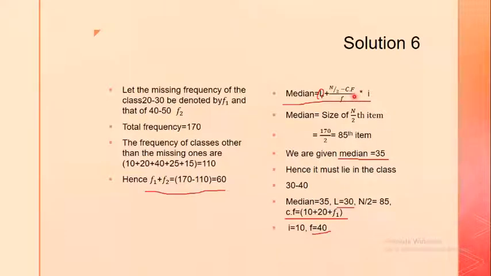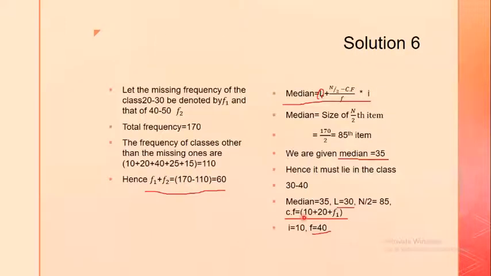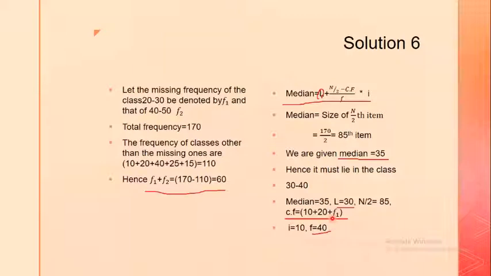Then the cumulative frequency. Cumulative frequency is what? Yes, this is your median class, so the cumulative frequency will obviously be 10 plus 20 plus what? f1, right? So 10 plus 20 plus f1. Then i is equal to 10. f is equal to what? The frequency corresponding to the median class, that is 40. Now that you have all the values except the cumulative frequency, which you have as an expression over here, you can substitute all these values with this particular expression in your formula.